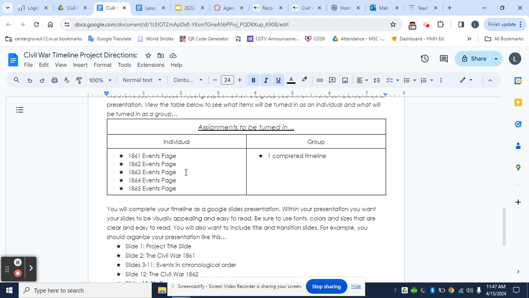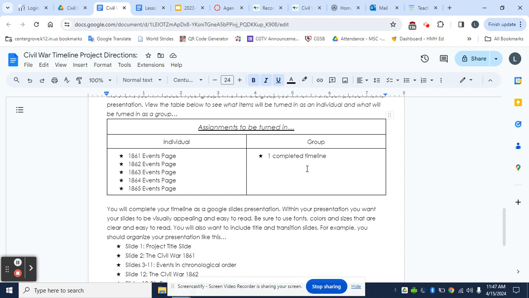So for each year of the war, you will complete an events page. This is basically just a check-in assignment that covers information that we've been learning about in regards to that particular year, or definitely that section of the textbook that we've been working in. So each individual will turn in those assignments. The one thing that's being turned in as an entire group is going to be the timeline.